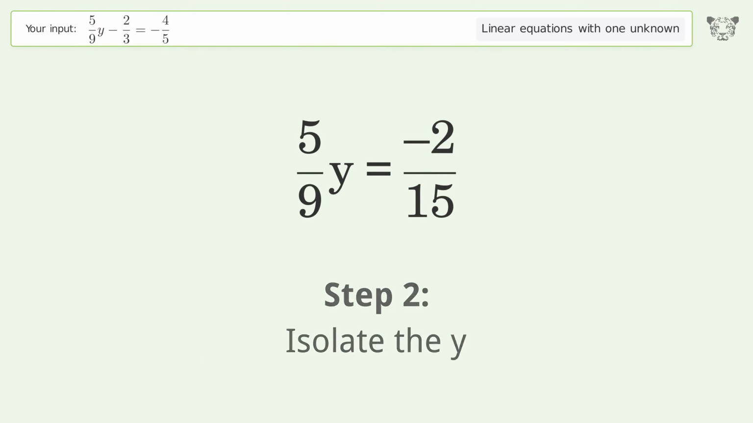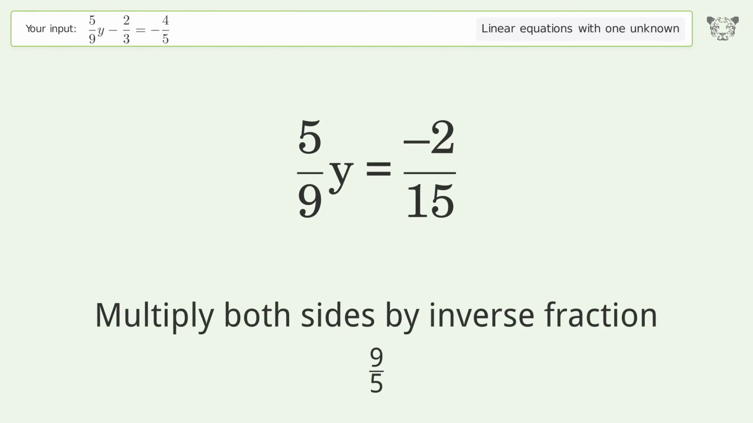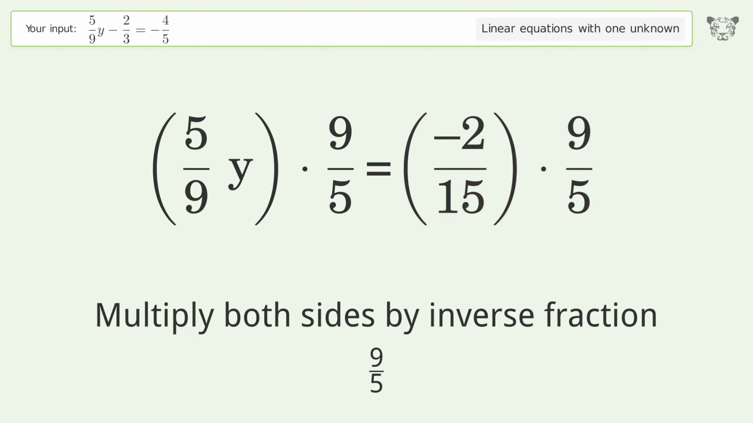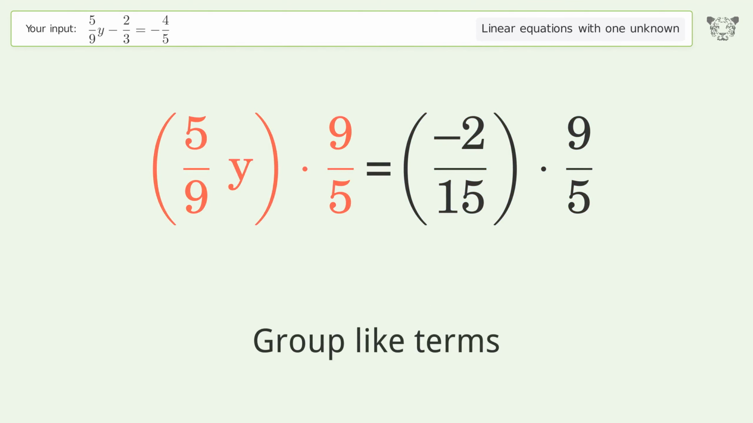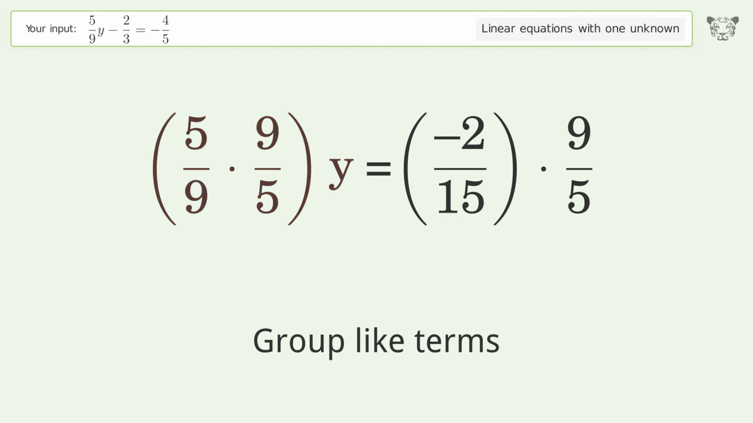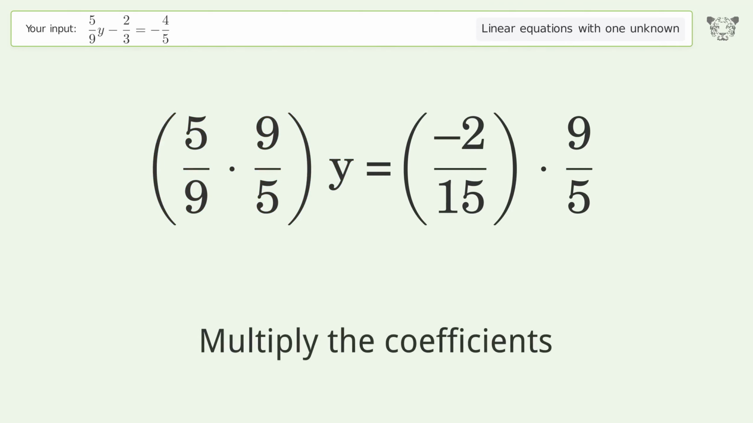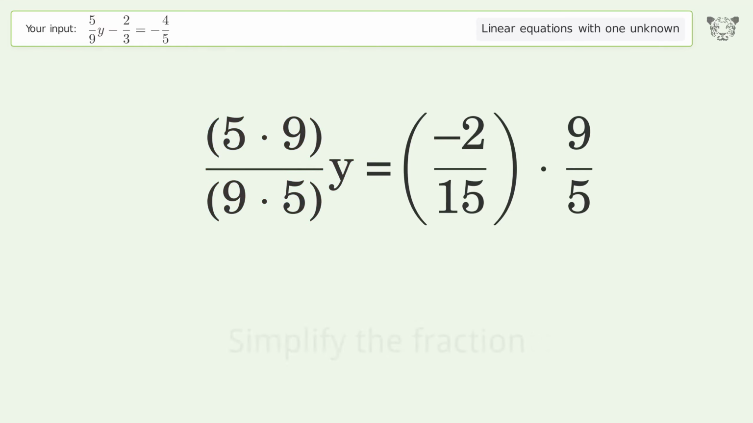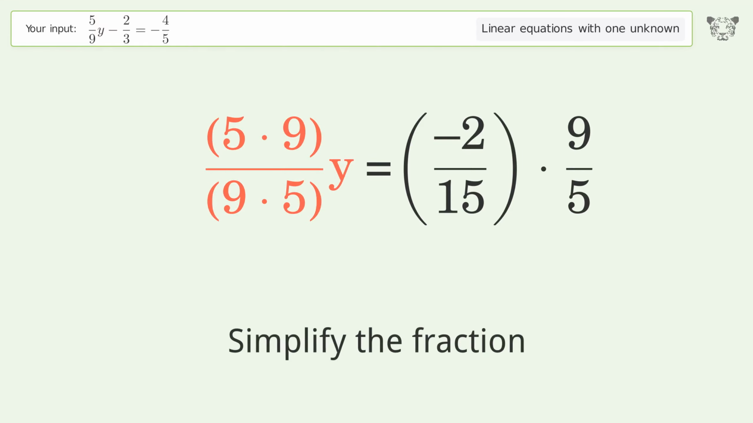Isolate the y. Multiply both sides by inverse fraction 9/5. Group like terms. Multiply the coefficients. Simplify the fraction.